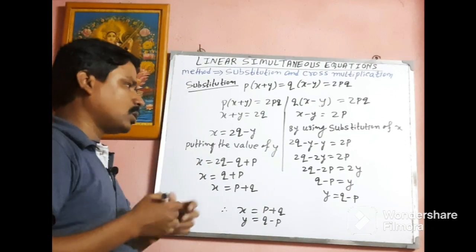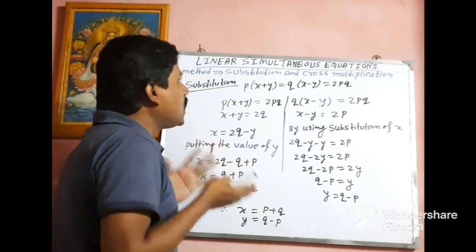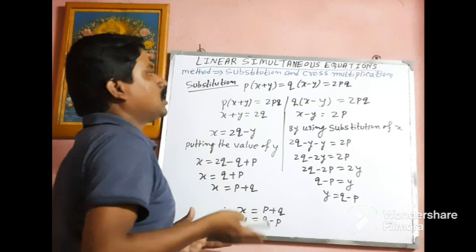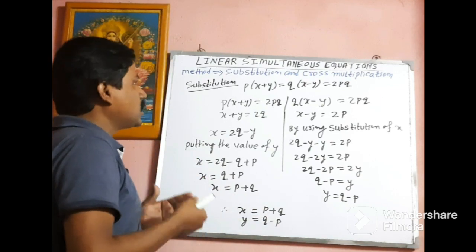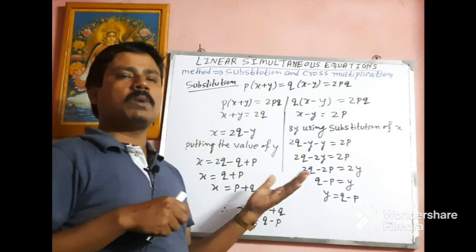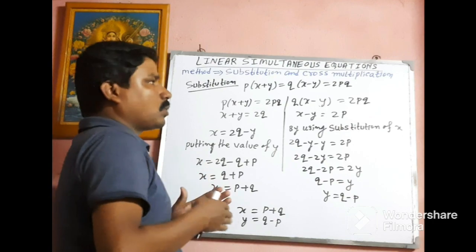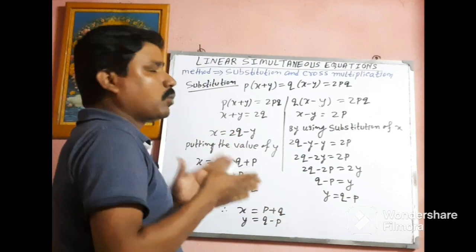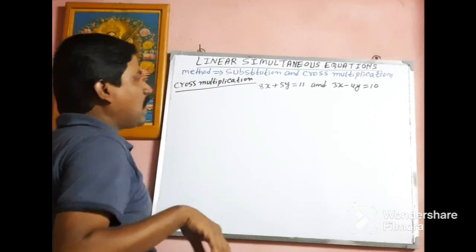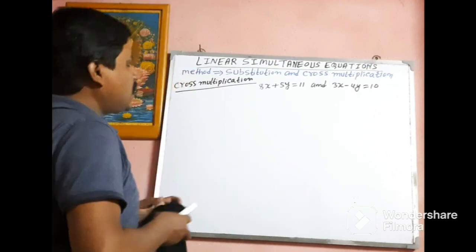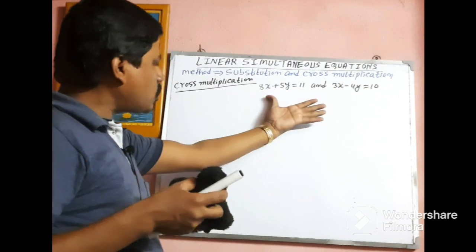So this method we can use to solve any linear simultaneous equation. After using this method, we get the values of x and y. Similarly, by using cross multiplication, we also get the values of x and y for the given equations. Now we are discussing the cross multiplication method. In this method, we can find the values of x and y for the given two equations.